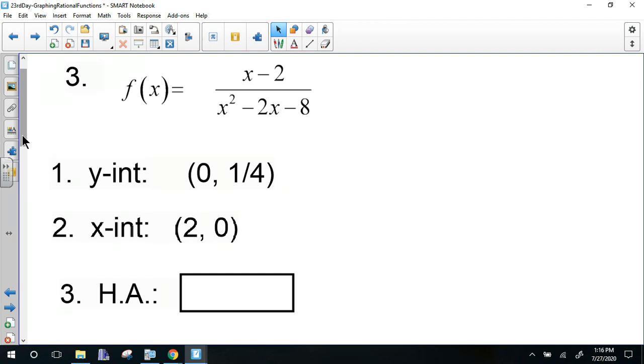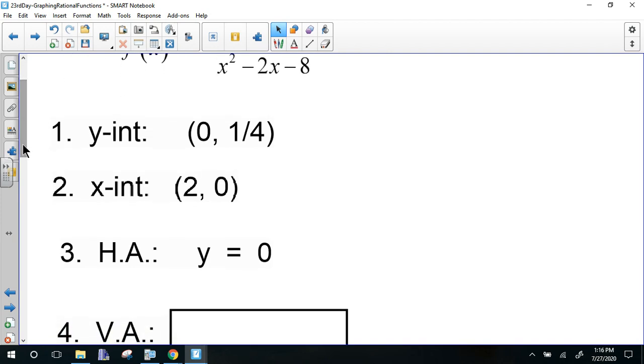Horizontal asymptote, we got 1 as an exponent here, 2 in the other one. We get y equals 0 for the horizontal asymptote. Vertical asymptote, take the denominator, set it equal to 0. It looks like we can factor this. X plus 2, x minus 4.